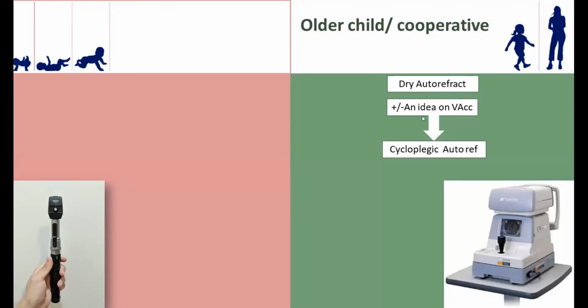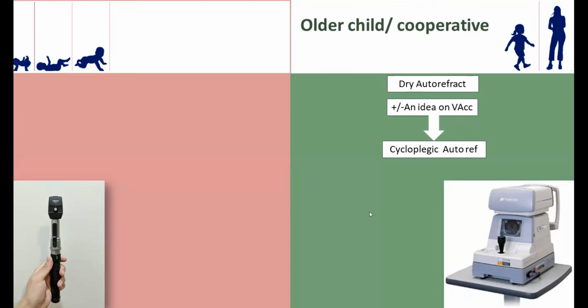So regardless of the age, in the pediatric age group, we use cycloplegic refraction for spectacle prescription. However, in older and cooperative children, I may use a dry autorefractometer at first to have an idea about the visual acuity, the best corrected visual acuity, and then do cycloplegic autorefractometer.